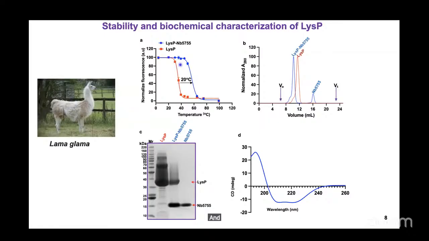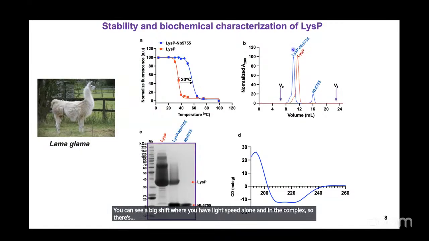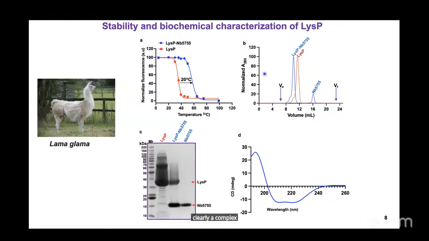And it's evident here, as you can see, the melting temperature of LysP in comparison with the LysP nanobody complex. You can see that there is a 20 degrees increase, which is huge in the structural biology sense. And you can see a peak shift where you have LysP alone and in the complex. So there is clearly a complex formed.